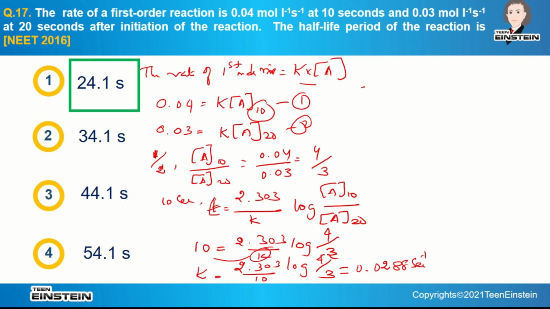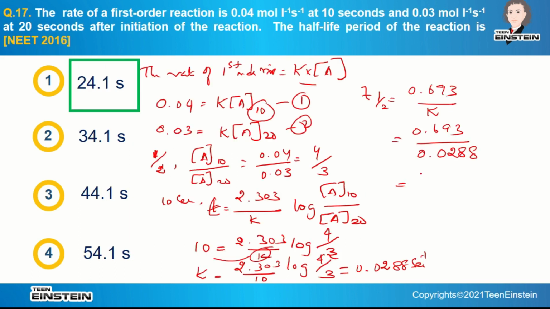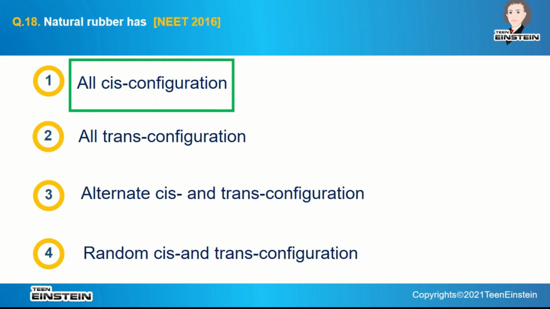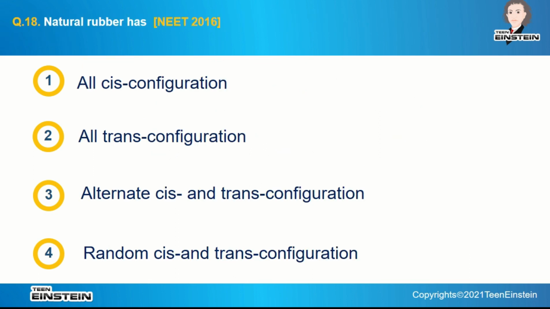So the half-life period is t half is equal to 0.693 divided by k. Here the rate constant value is 0.0288, so t half is 0.693 divided by 0.0288, which is equal to 24.1 seconds. So the half-life period of the reaction is 24.1 seconds. So the correct answer is option number 1. So let's move on to the next question.